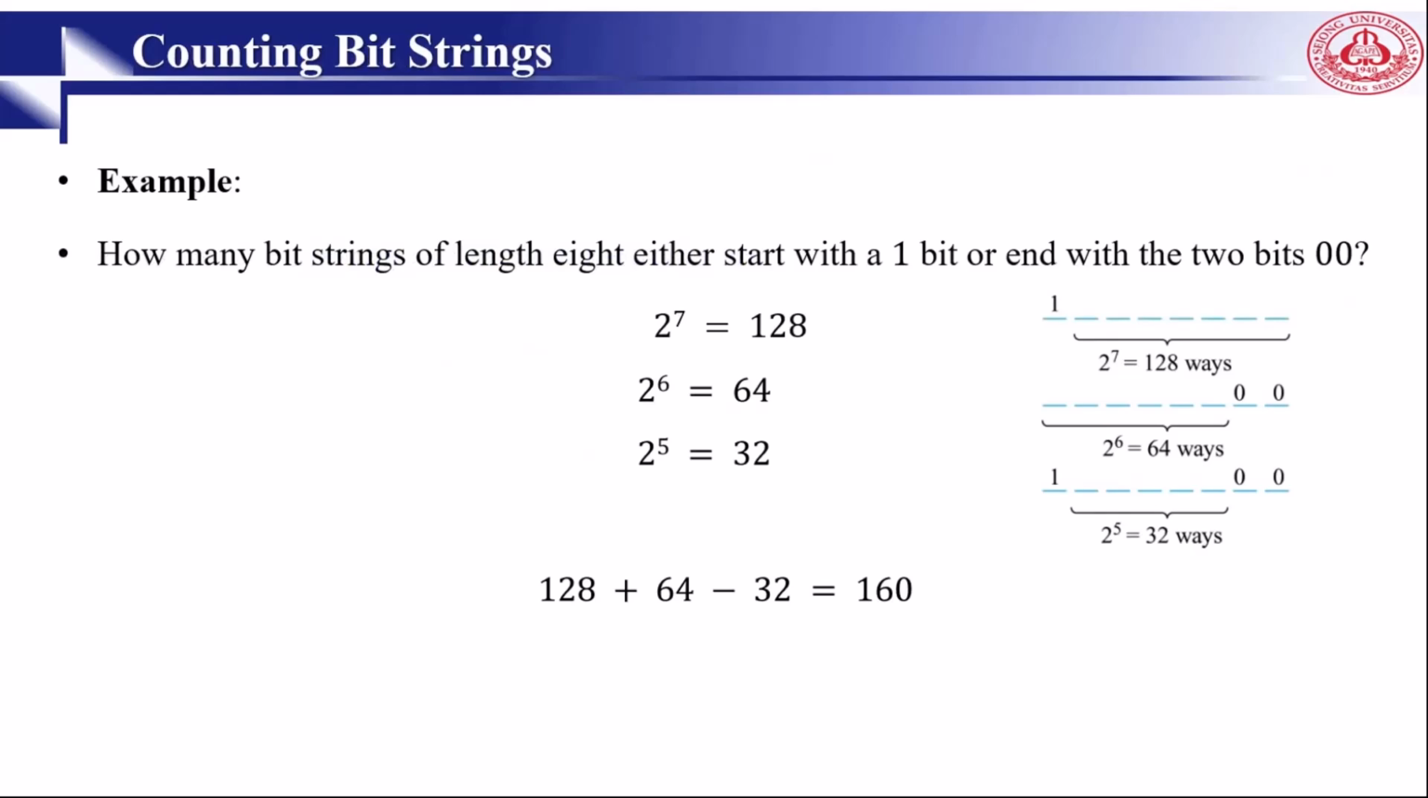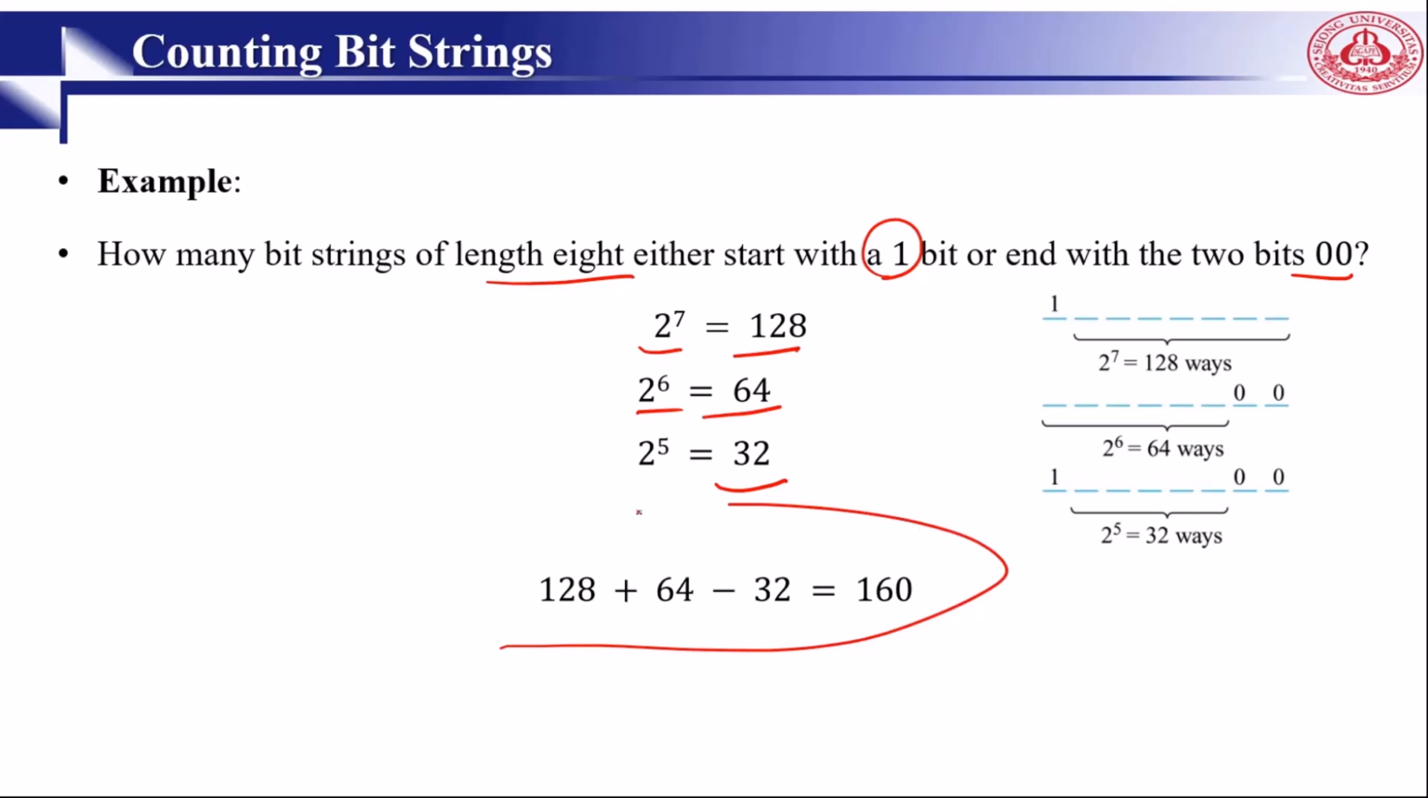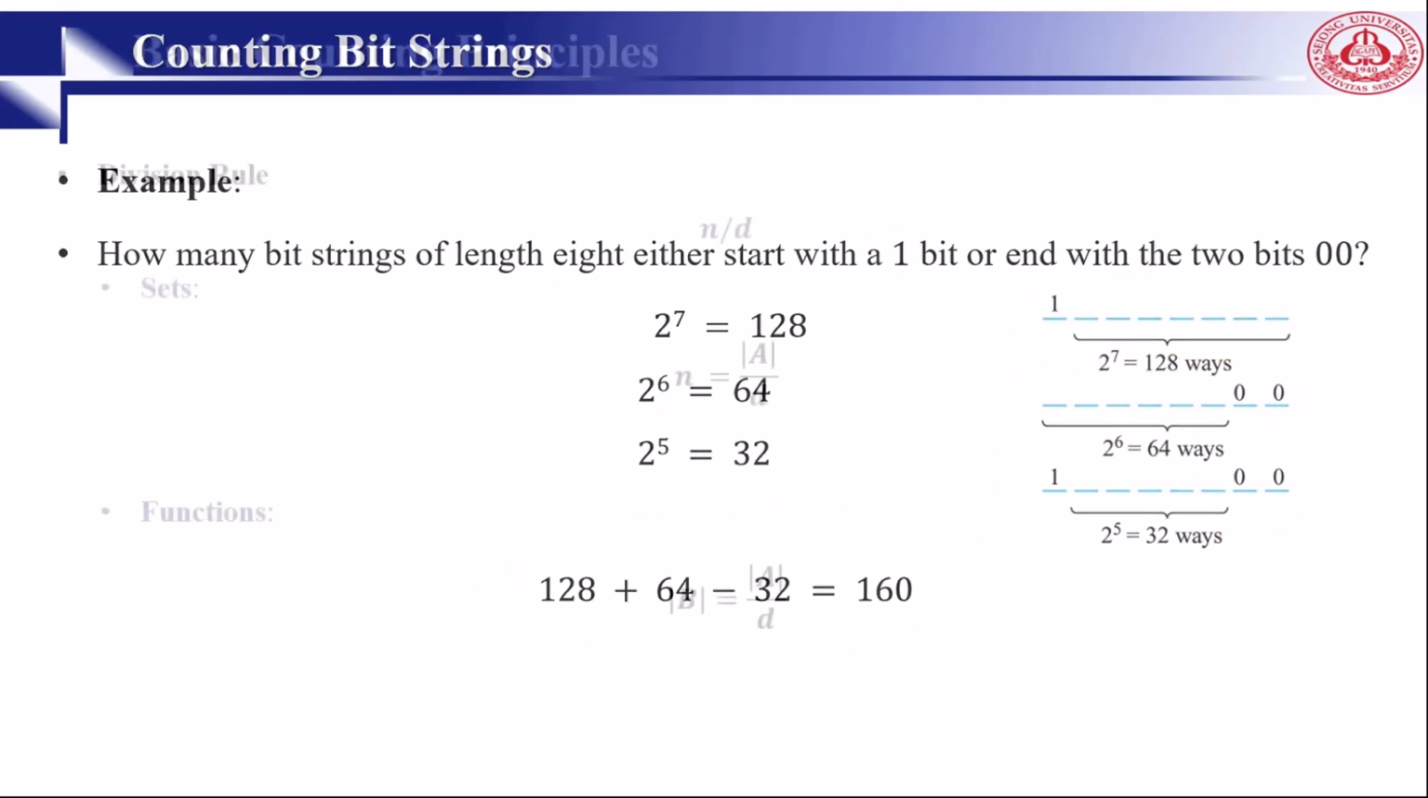Here is an example. How many bit strings of length 8 either start with 1 or end with the 2 digits 00? Here we use the subtraction rule. The number of bit strings of length 8 that start with 1 is 2 to the 7. The number of bit strings of length 8 that end with 00 is 2 to the 6, which is 64. And the number of bit strings of length 8 that start with 1 and end with 00 means 3 of them are fixed, so 2 to the 5, which is 32. So the number is this one. Here you can see how we can do that.